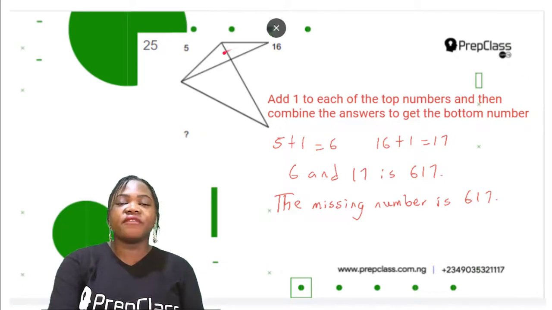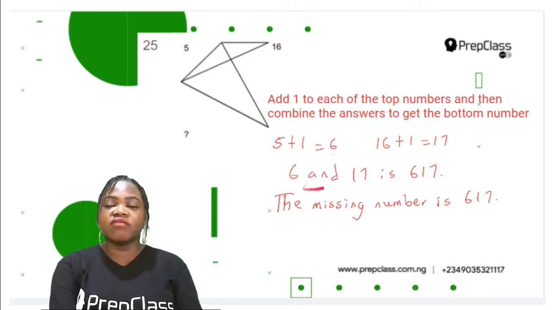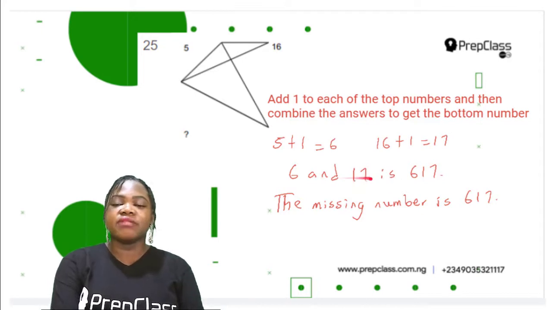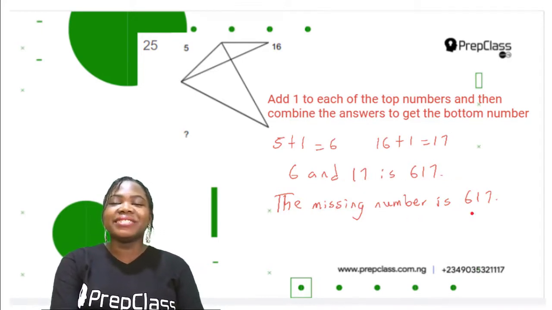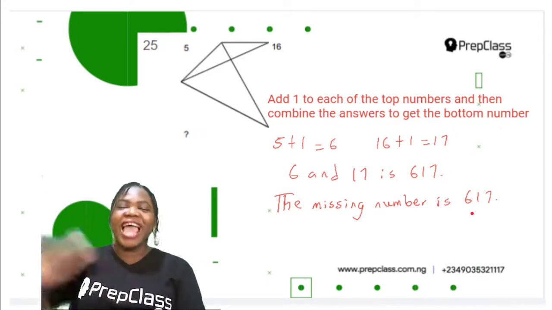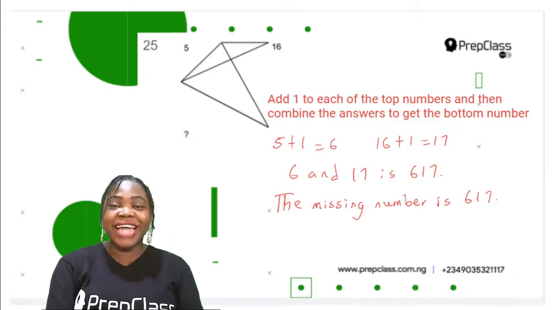So the top numbers are 5 and 16. So 5 plus 1 is 6. 16 plus 1 is 17. Then combine the answers, which are 6 and 17. When you combine 6 and 17, you get 617. So the missing number is 617. Check. Wow, that's so cool. Very interesting. Isn't that fun?